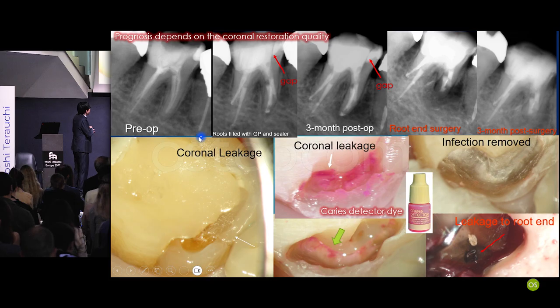However, I placed the composite, and you see the gap. Because of the gap between the composite and the tooth, you see the patient developed periapical radiolucency after my retreatment. So I stained the gap with caries detector dye. You see the defect between the composite and the root, the crown.